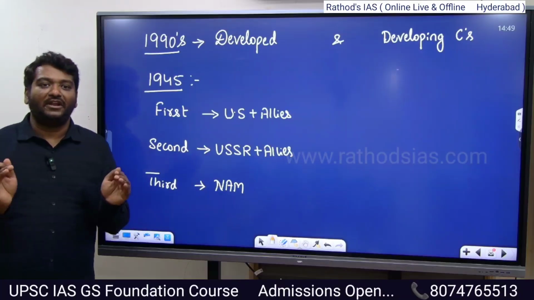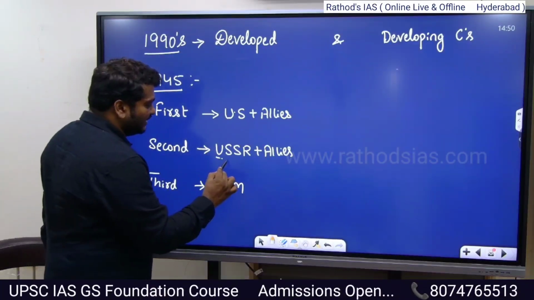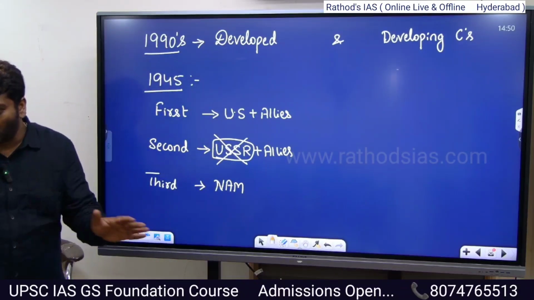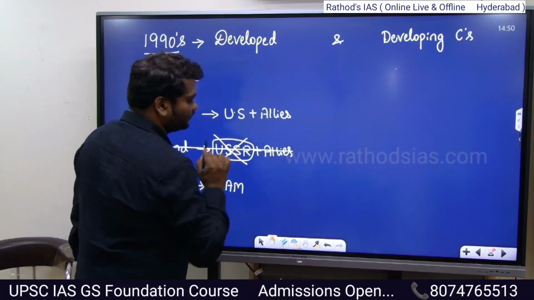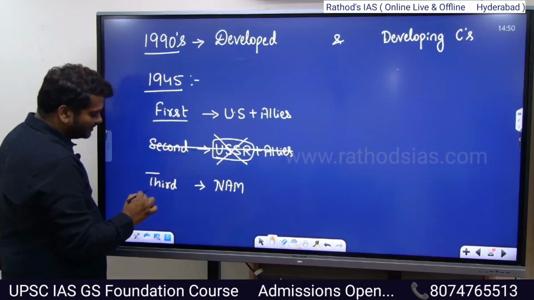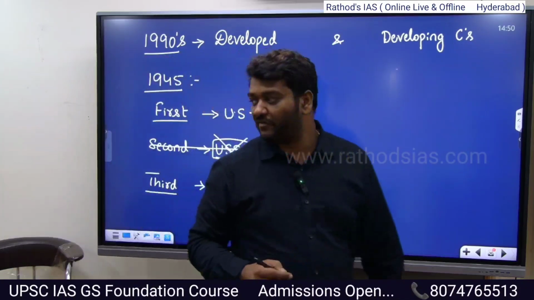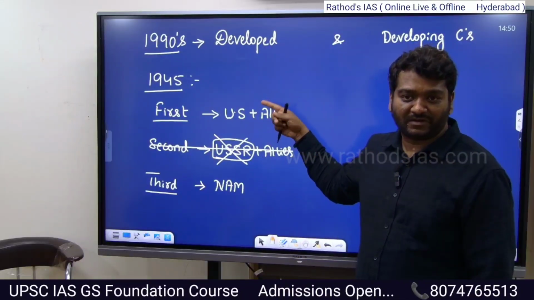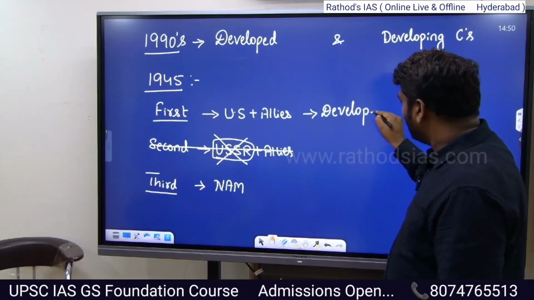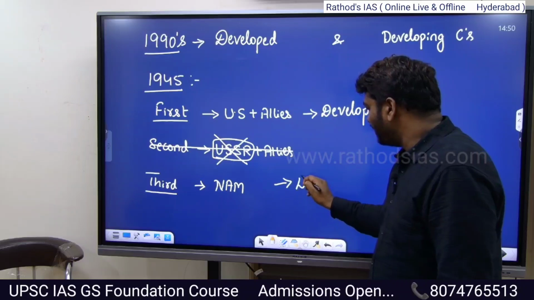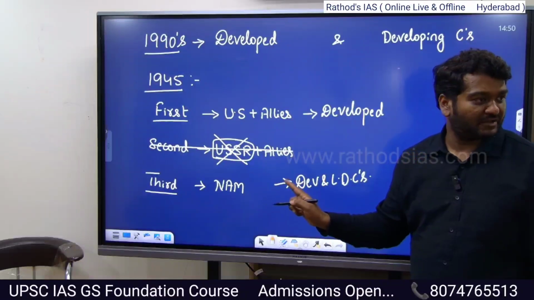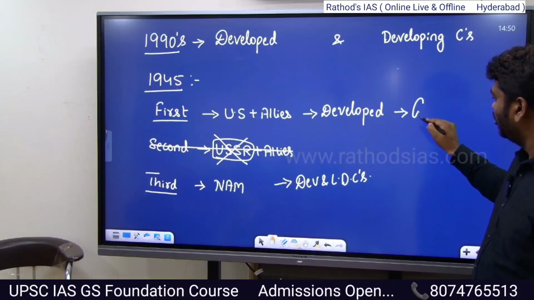In the year 1990, what happened? USSR disintegrated. The moment USSR broke down, this was removed. Now the countries were divided into first world countries and third world countries. First world countries are developed countries. So all the developed countries came under first world countries, and developing and least developed countries came under third world countries.